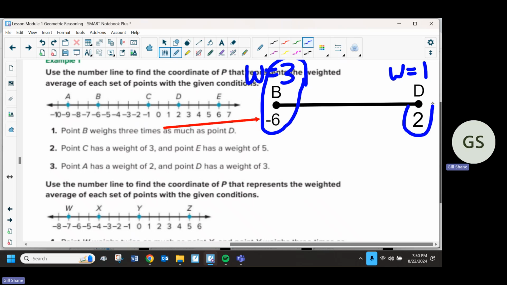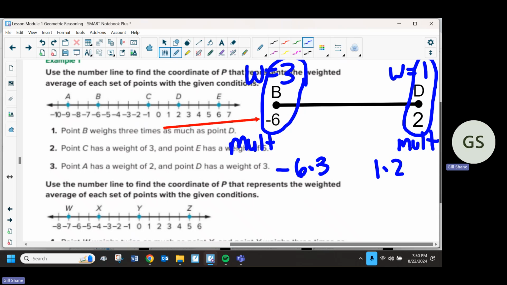-6 is the value on the number line. 2 is the value on the number line. That circle should help you remember that this step means you're going to multiply. So I'm going to multiply -6 times 3 and 1 times 2. A dot means multiply. Hopefully you know that. I don't use the little X anymore. You do that before you get to algebra.